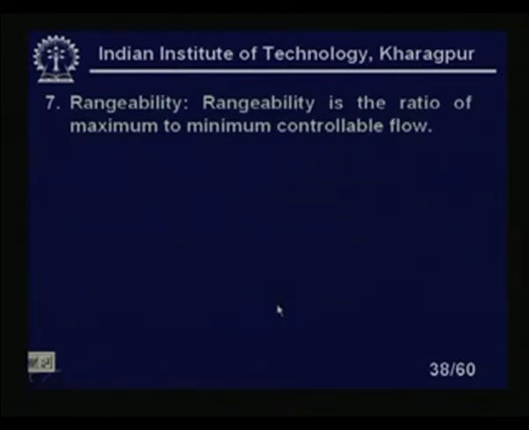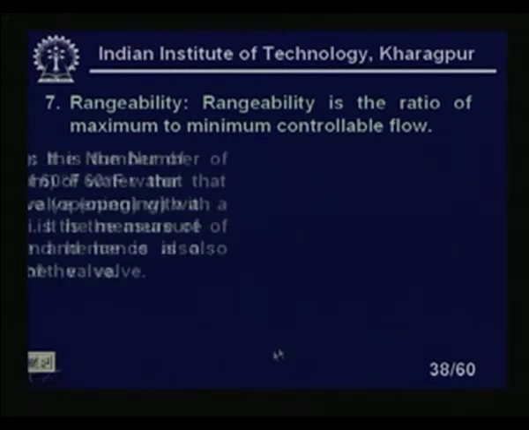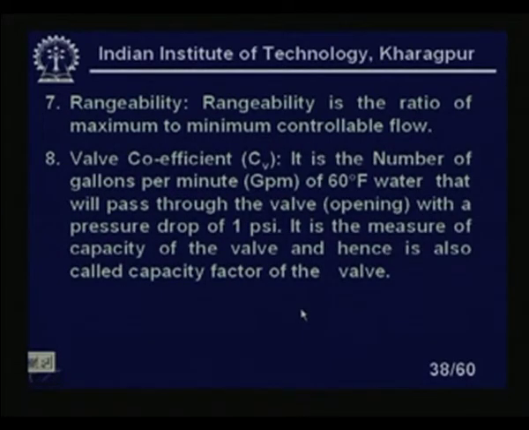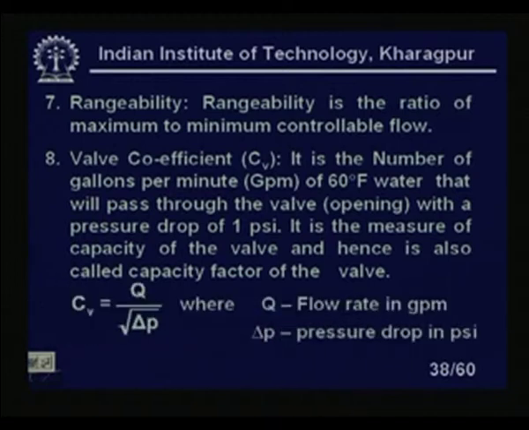Rangeability is the ratio of the maximum to minimum controllable flow. Valve coefficient Cv is the number of gallons per minute of 60 degree Fahrenheit water that will pass through the valve opening with a pressure drop of 1 psi, and it is the measure of capacity of the valve, and hence is also called the capacity factor of the valve, right. Cv is equal to Q upon square root of delta P, where Q is the flow rate in gallons per minute and delta P is the pressure drop in psi.